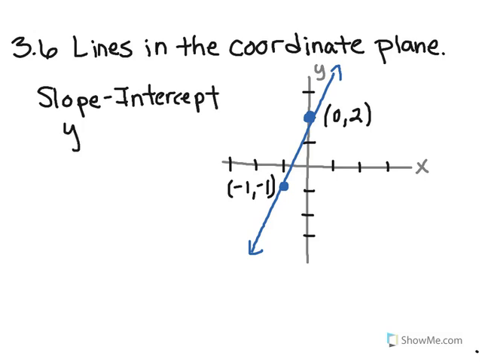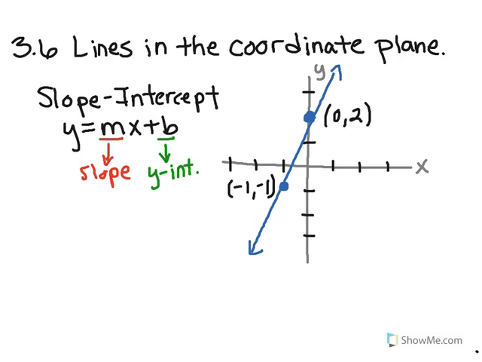This is y equals mx plus b. And in y equals mx plus b, m always stands for the slope, and b always stands for the y-intercept. And y-intercept is very simply where this line, this blue line, intercepts the y-axis.